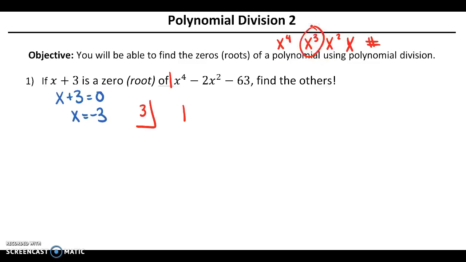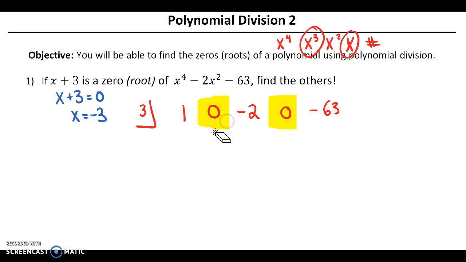So how many x to the thirds do I have? I actually have 0 x to the thirds. And then I have negative 2x squareds. And I have 0 x's. And then I have negative 63x to the 0, but x to the 0 is just 1. So this is something that's slightly different than the other problems, is that you're missing these terms. You need to put a placeholder so the division works properly.